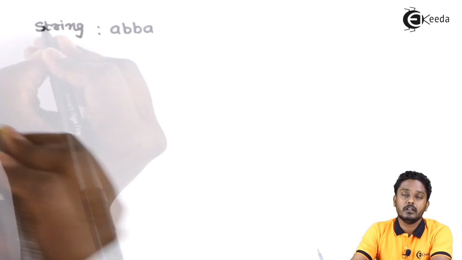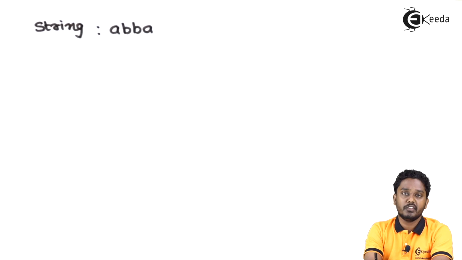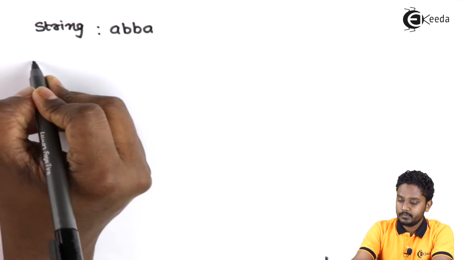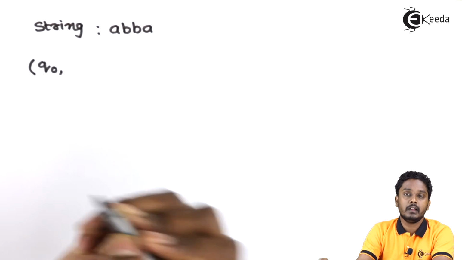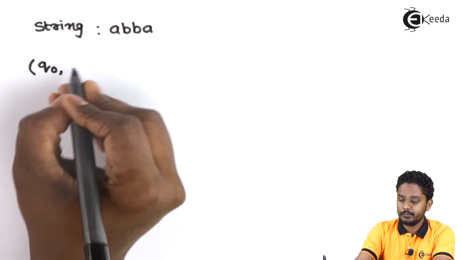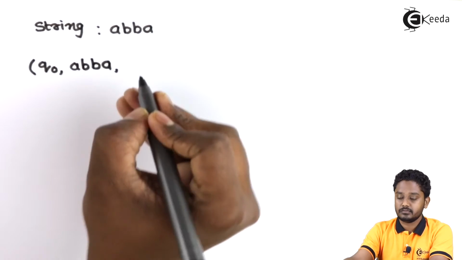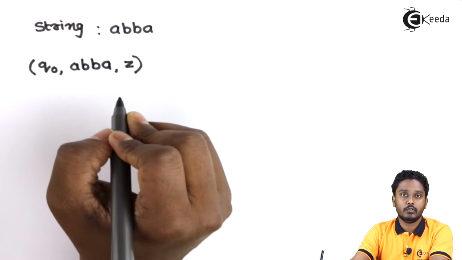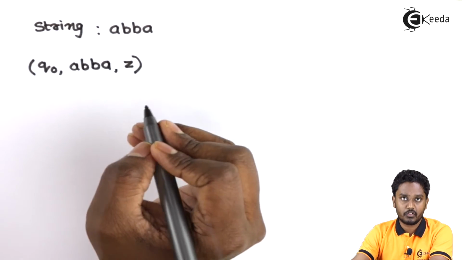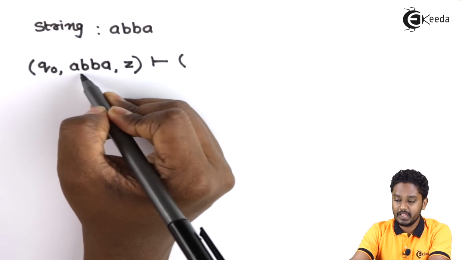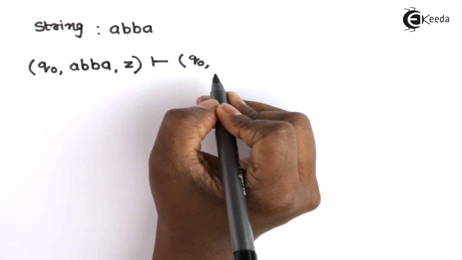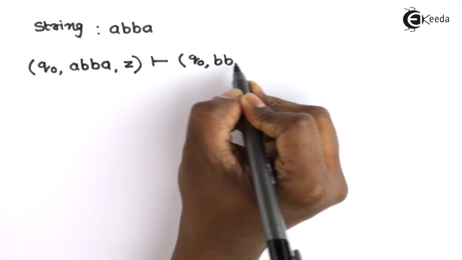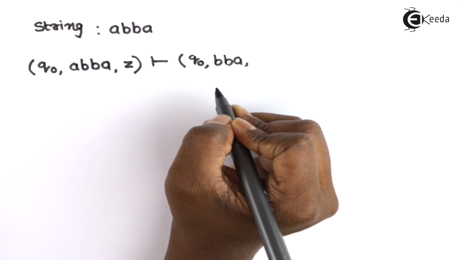Let's say the string that we are taking is ABBA. We are using ID notation, that is instantaneous description. Initially the state is Q0 and the string is ABBA and the top of the stack is Z. Using turnstile notation to represent one transition, Q0 on an A with Z will go to Q0 only. Input left is BBA now. Top of the stack would be now 0Z.